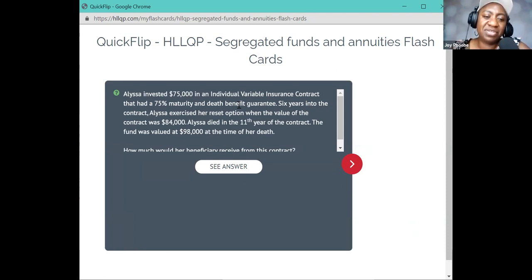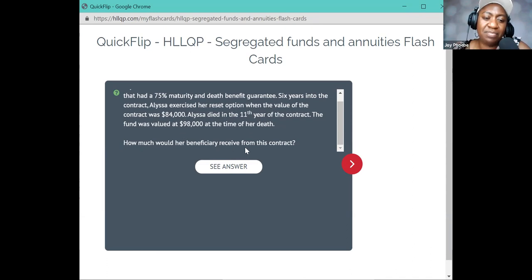Elisa invested 75,000 in an individual variable insurance contract that has 75% maturity guarantee and death benefit guarantee. Six years into the contract, Elisa exercised the reset option when the value of the contract was 84,000. Elisa died in the 11th year of the contract. The fund value was 98,000 at the time of her death. How much will her beneficiary receive from this contract?